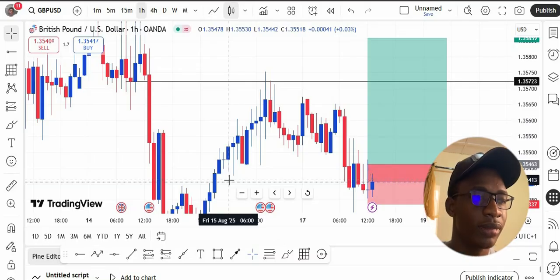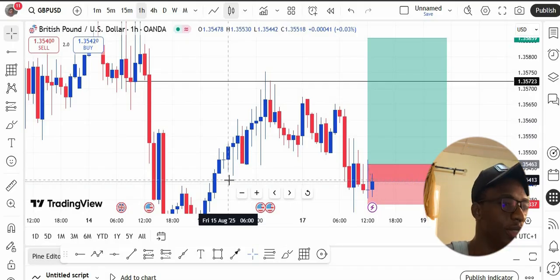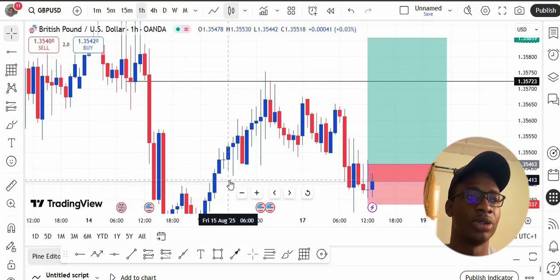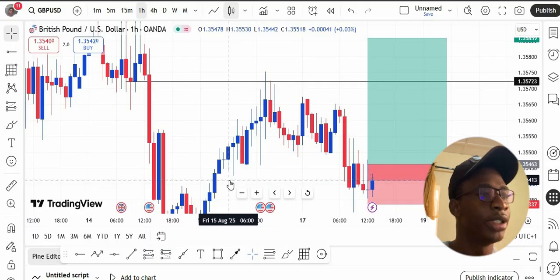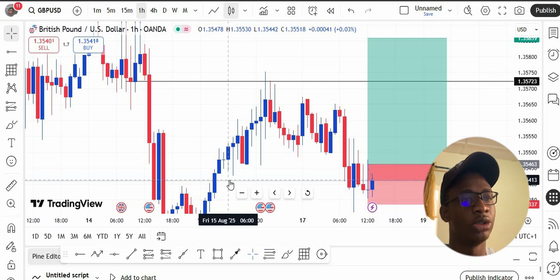That's how currency pairs work. It's either GBP wins or USD wins. It's either you buy or sell. So if you go to any currency pair and you click on the sell button, you are selling the number 2.